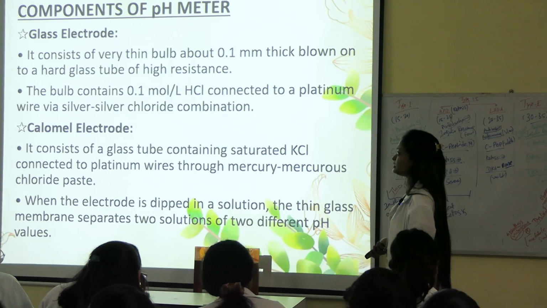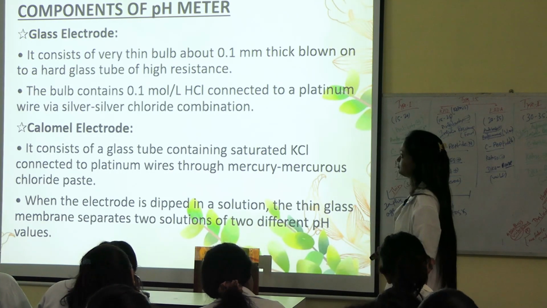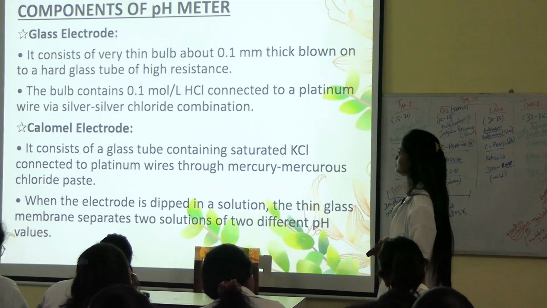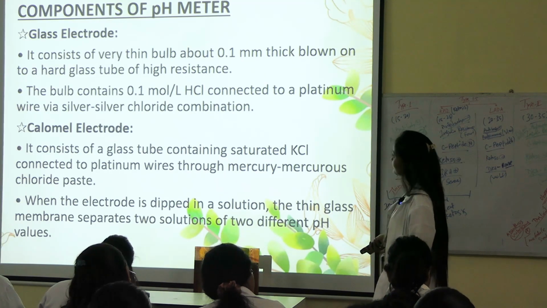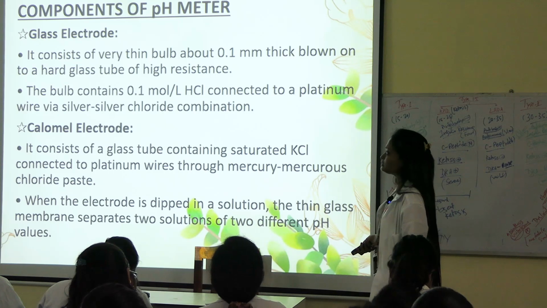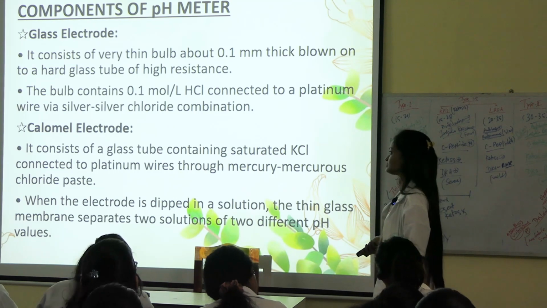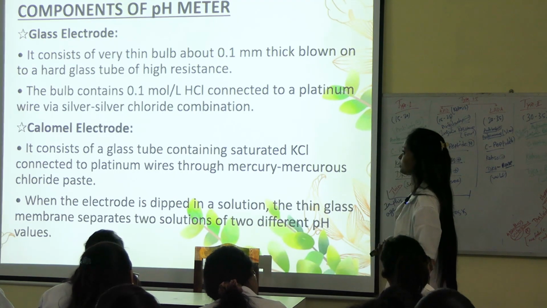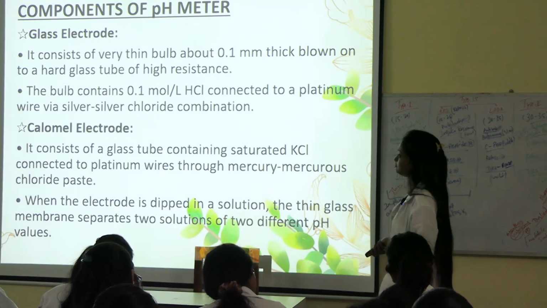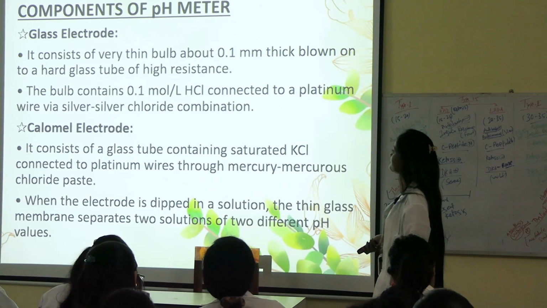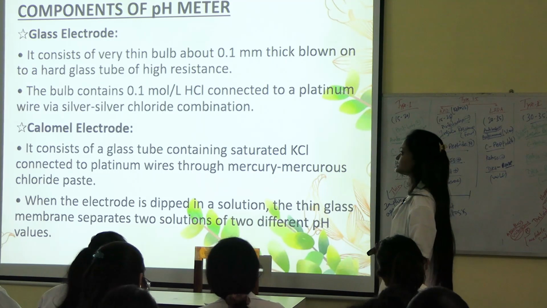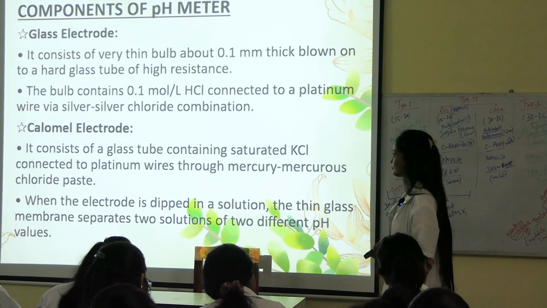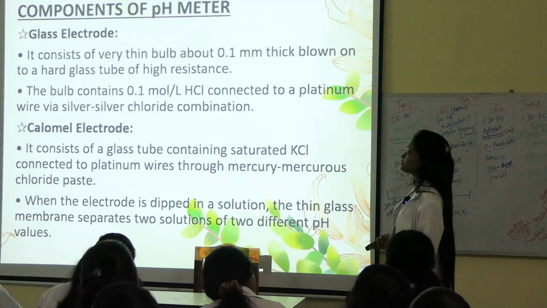One is glass electrode. It consists of very thin bulb about 0.1 millimeter thick blown onto a hard glass tube of high resistance. The bulb contains 0.1 mole per liter hydrochloric acid connected to a platinum wire via silver-silver chloride combination. So this is glass electrode.